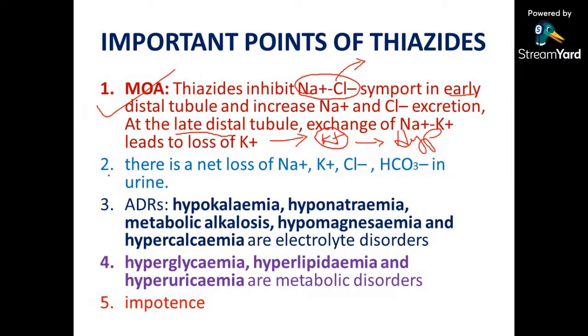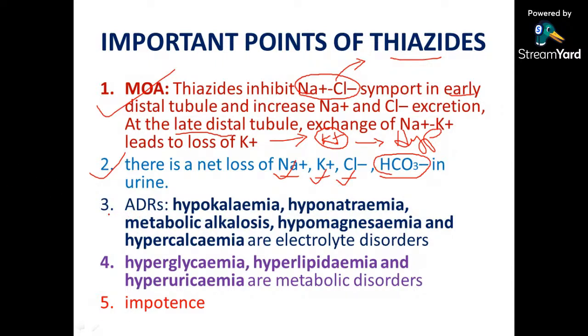Second point about thiazide diuretics is that it is causing loss of sodium, loss of potassium, loss of chlorine, and also loss of bicarbonate ions. So thiazide diuretics will cause hyponatremia, hypokalemia, and chlorine levels will also decrease in the body when thiazide diuretics are given. So this is the second point.